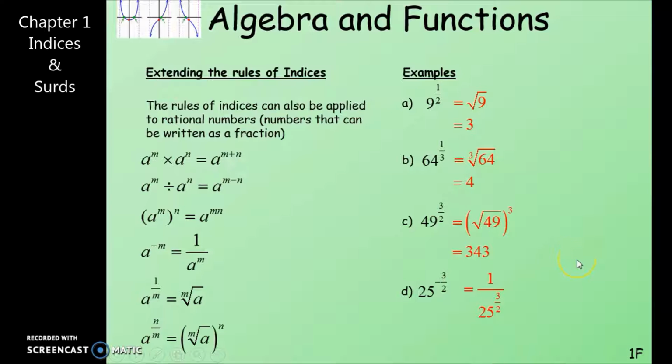So you can see that other people like to do it the other way around. They address the minus sign first, so they put the 25 to the 3 over 2. They do the 1 over bit first and put it on the bottom, and then they work out the value. Okay, either way is absolutely fine.